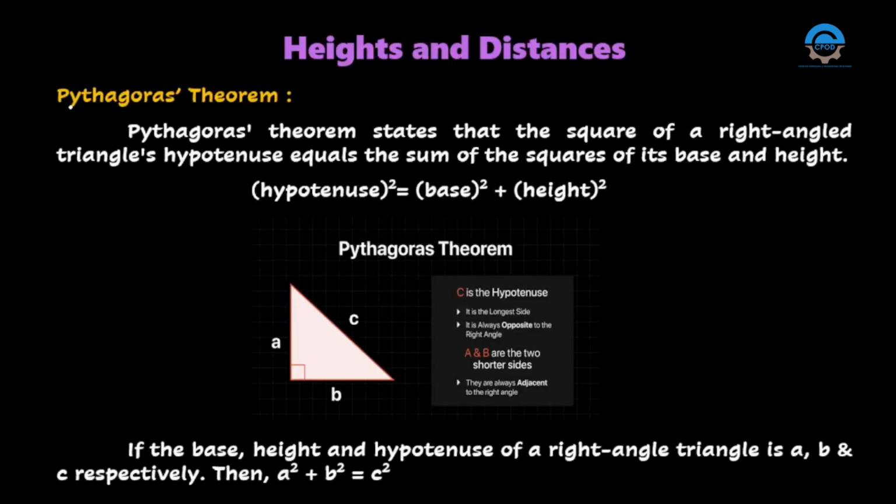The next thing is Pythagoras theorem. We all are familiar with this theorem. It states that square of a right angle triangle's hypotenuse is equal to the sum of the square of its base and height. That is, if C is the hypotenuse side and A and B are the other sides, then C square is equal to A square plus B square. So if the base, height and hypotenuse of a right angle triangle is A, B and C, then A square plus B square is equal to C square.